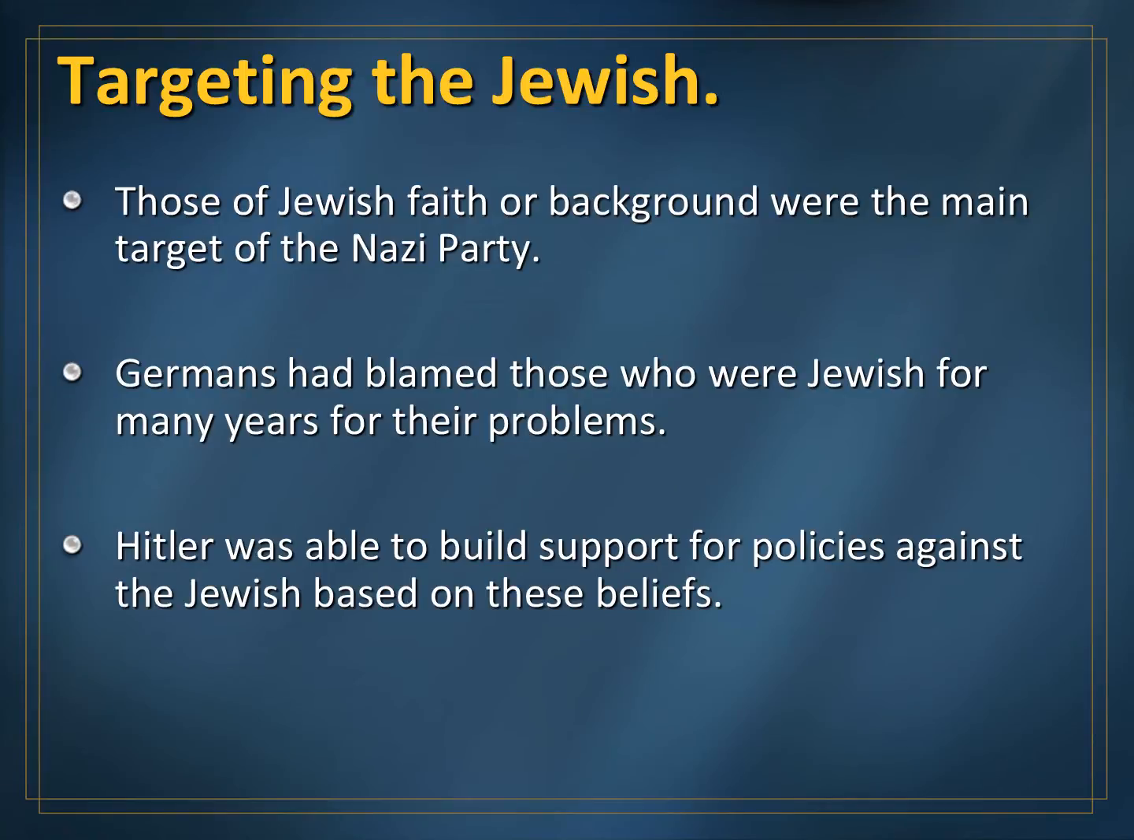So why did they target the Jewish? Those of Jewish faith or background were the main target of the Nazi Party. Germans had blamed those who were Jewish for many years for the problems in Germany. They believed that the Jewish were the reason they lost World War I. They believed other things about the Jewish that were negative. So there's this anti-Semitism, or hatred of those who are Jewish. Hitler also has a hatred of the Jewish, and he's able to build support for policies against those of Jewish beliefs based on the ideas that were going around Germany at the time.